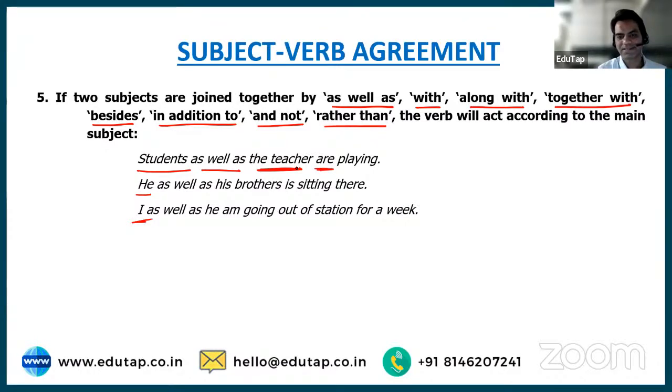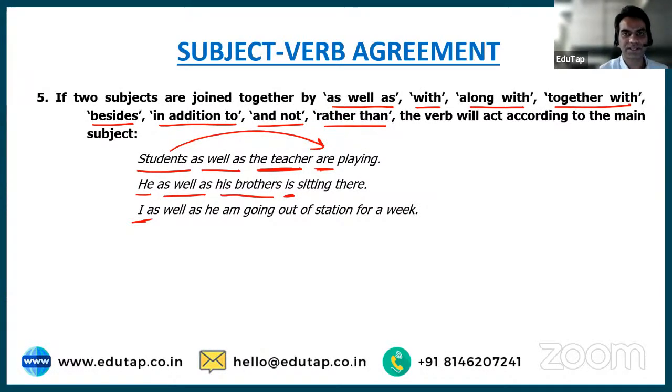Yes, guys. So now you cannot look at the noun closest to the verb. Now you have to look at the noun which is the main subject. Remember that. So students, as well as the teacher, are playing. He, as well as his brothers, are sitting there or is sitting there?